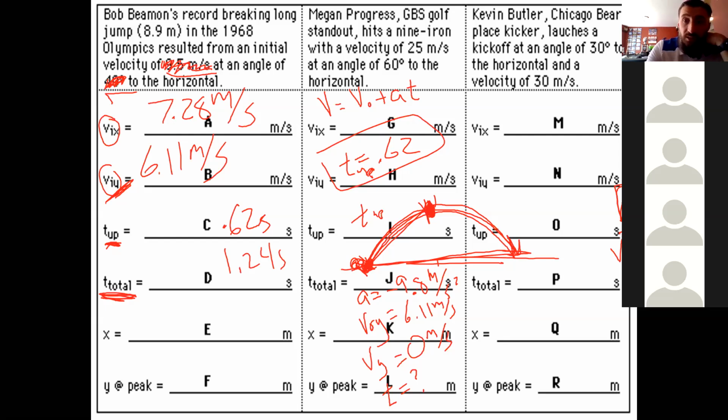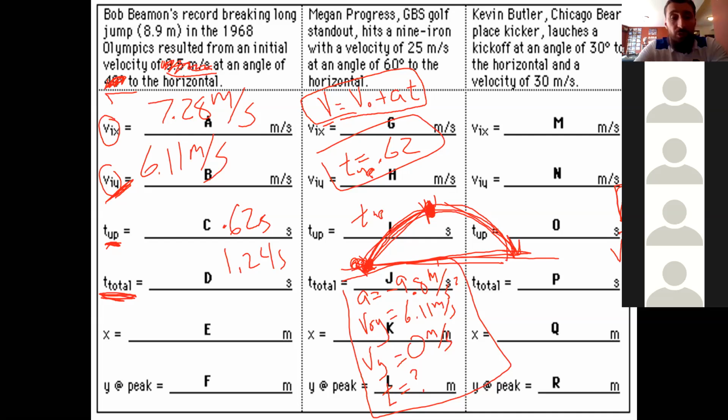If you have any issues with these four answers. How did you get T up again? Plugged into this equation, these numbers. So it would be 0 equals 6.11 plus negative 9.8 times T. I would subtract 6.11 over, and I would divide by negative 9.8. The negatives cancel out, and I get 0.62. Does that make sense, Charlotte? Yeah, thank you. Okay. Everybody's good with the 1.24, right? Time up, time down, double it.